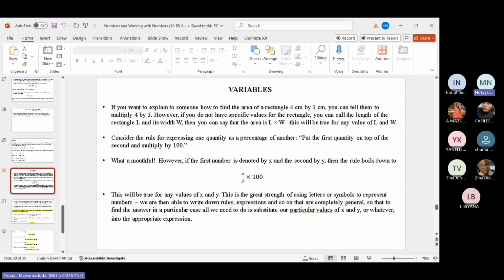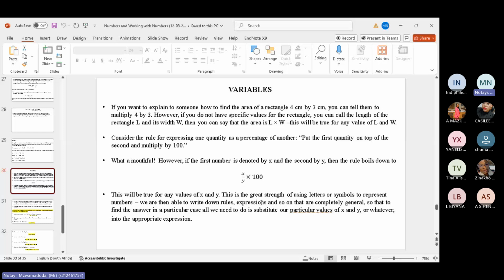So consider the rule for expressing one quantity as a percentage of another: putting the first quantity on top of the second and multiplying by 100. That is a mouthful. However, if the first number is denoted by X and the second number by Y, then the rule boils down to X divided by Y multiplied by 100. That is the rule for determining the percentage. This will be true for any values of X and Y.